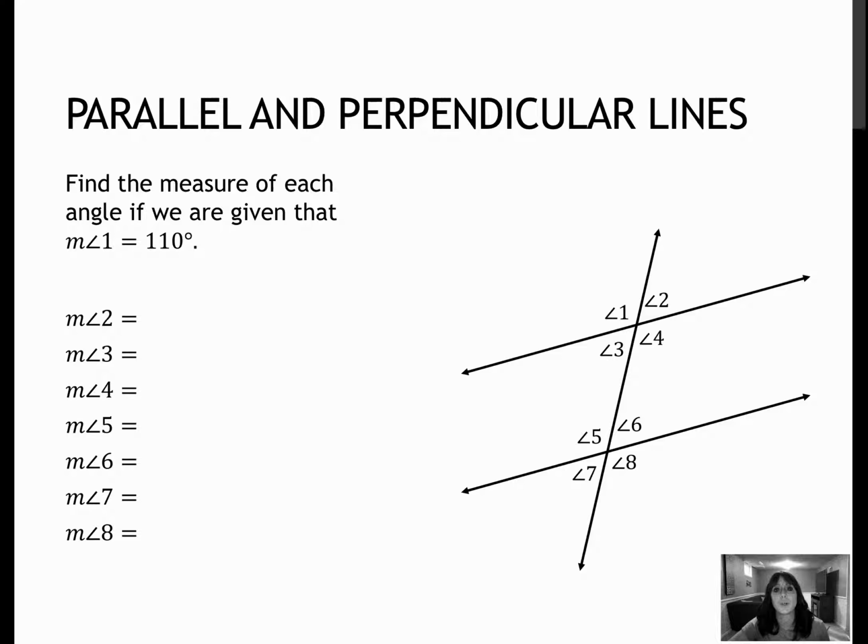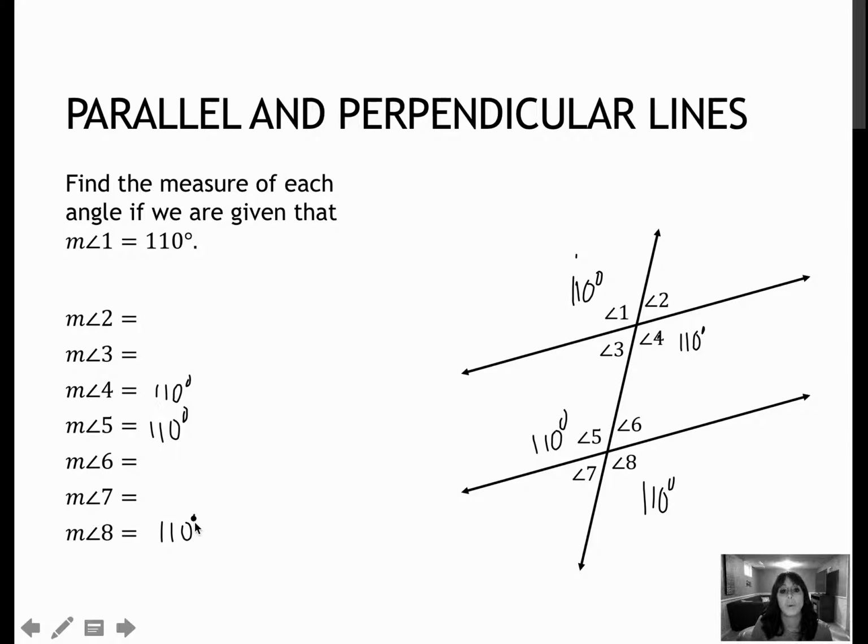So in this picture, we are given that the measure of angle 1 is 110 degrees, and we need to find everything else. If angle 1 is 110, I could say angle 4 is 110 because it's a vertical angle. I could say angle 5 is 110 because that's alternate interior to angle 4. I could say angle 8 is 110 because it's alternate exterior to 1. So those are all 110.